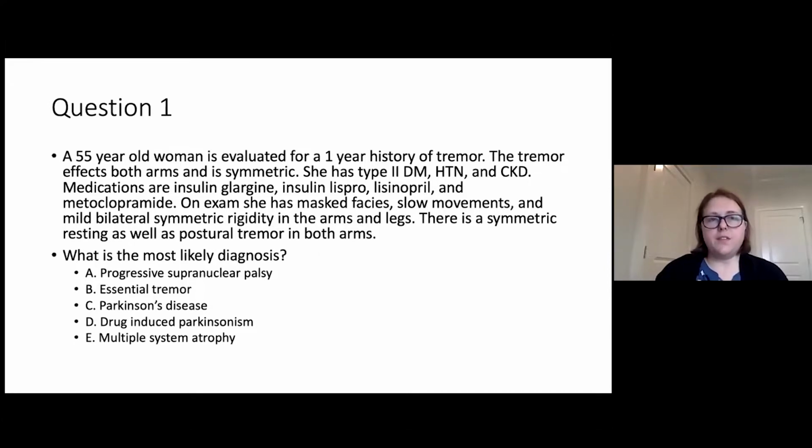Question 1, a 55-year-old woman is evaluated for a 1-year history of tremor. The tremor affects both arms and is symmetric. She has type 2 diabetes, hypertension, and chronic kidney disease. Medicines include insulin, lisinopril, and metoclopramide. On exam, she has masked facies, slow movements, and mild bilateral symmetric rigidity in the arms and legs. There is a symmetric resting as well as postural tremor in both arms. What is the most likely diagnosis? A, progressive supranuclear palsy, B, essential tremor, C, Parkinson's disease, D, drug-induced Parkinsonism, or E, multiple system atrophy.